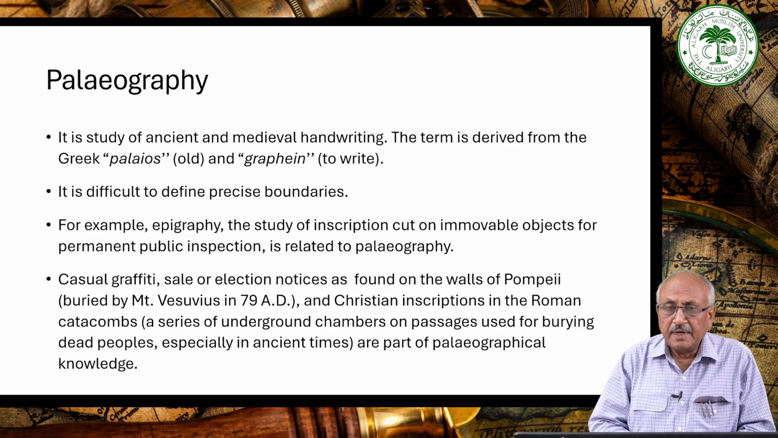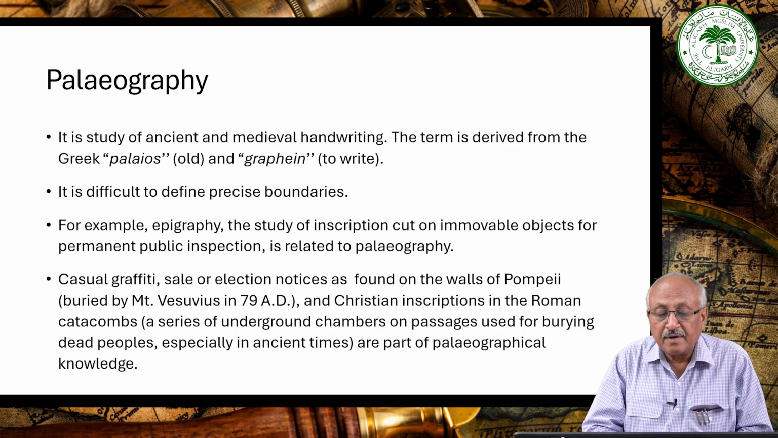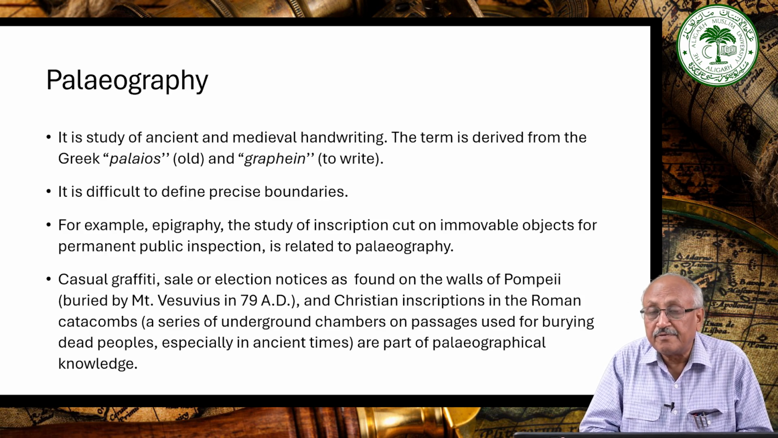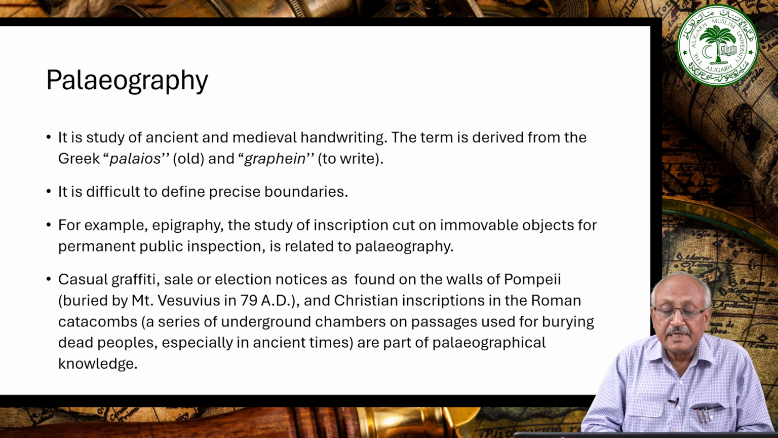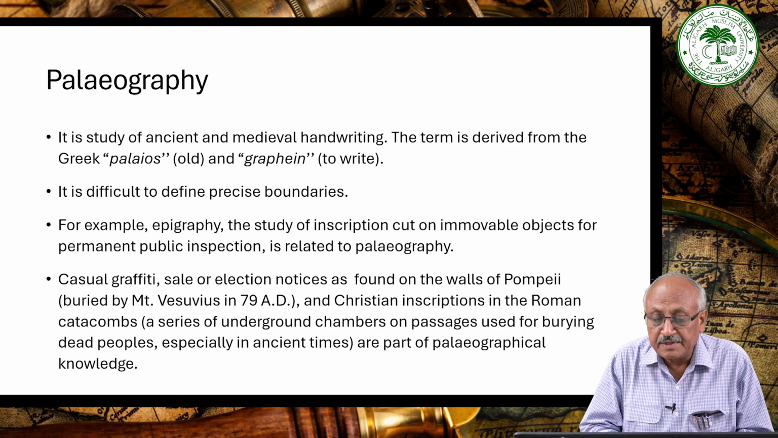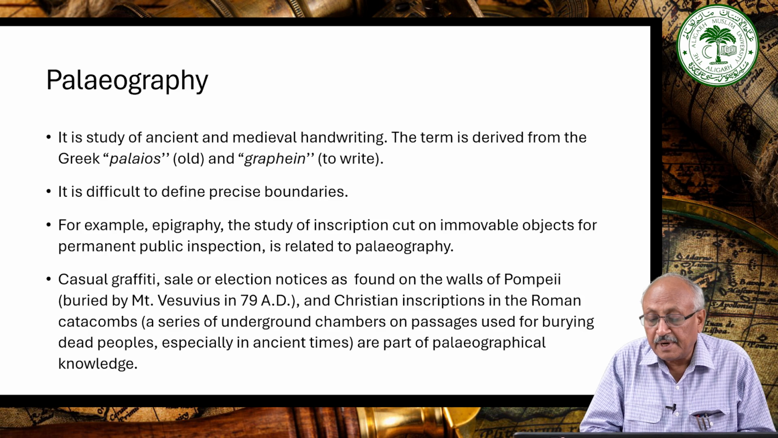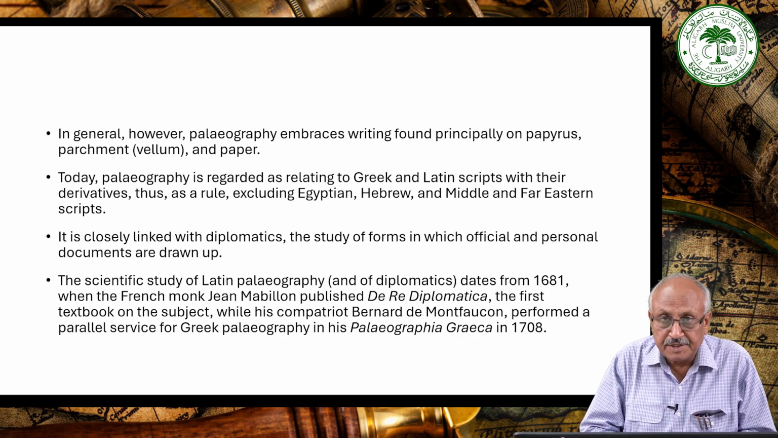On this I will deal with in detail later on subsequently. Casual graffiti, sale or election notices as found in the walls of Pompeii dating back to 79 AD, and Christian inscriptions in the Roman catacombs. Catacombs, what are they? They are series of underground chambers or passages used for burying dead people, especially in ancient times, are part of paleographical knowledge.